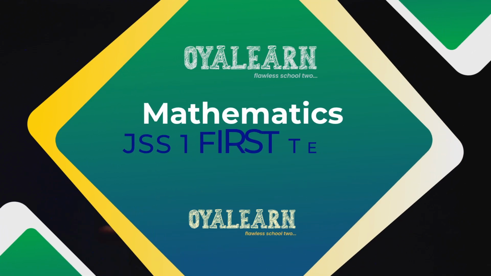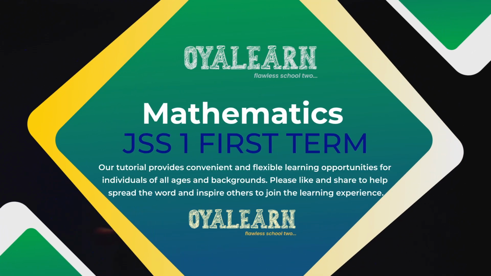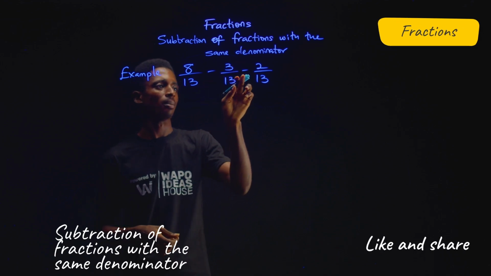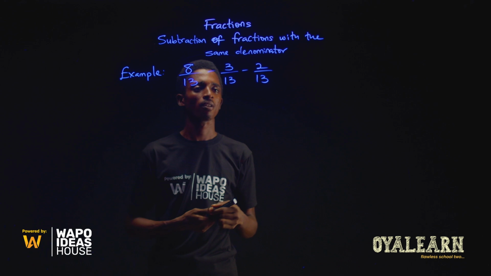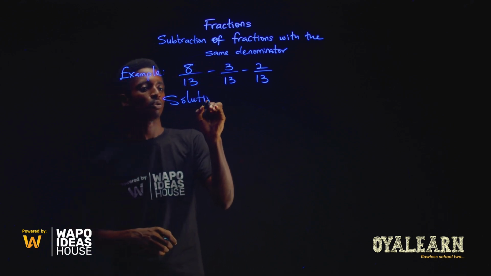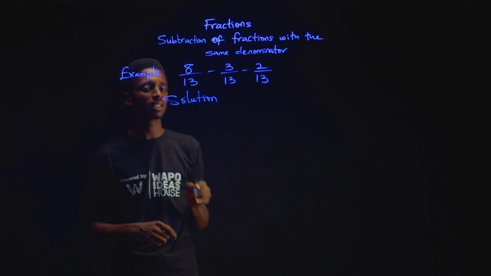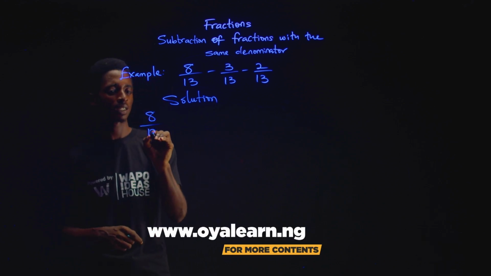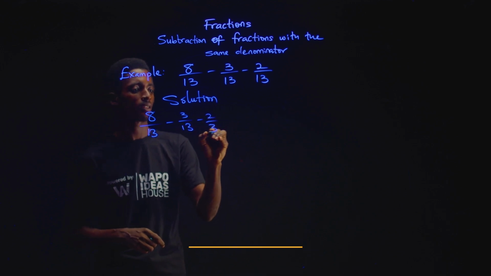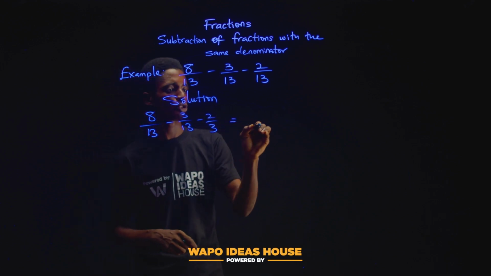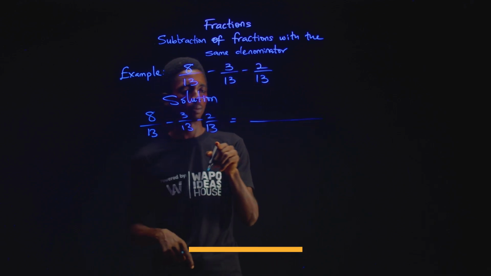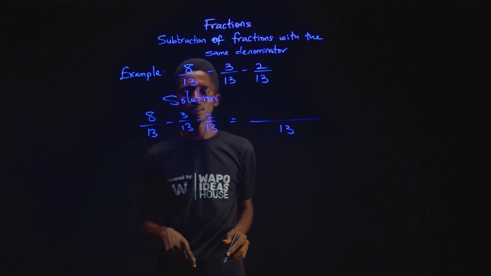Now let's look at this example where we have 8 over 13 minus 3 over 13 minus 2 over 13. Solution. To simplify this, we have 8 over 13 minus 3 over 13 minus 2 over 13. You draw your division line and write down the common denominator, which is 13.